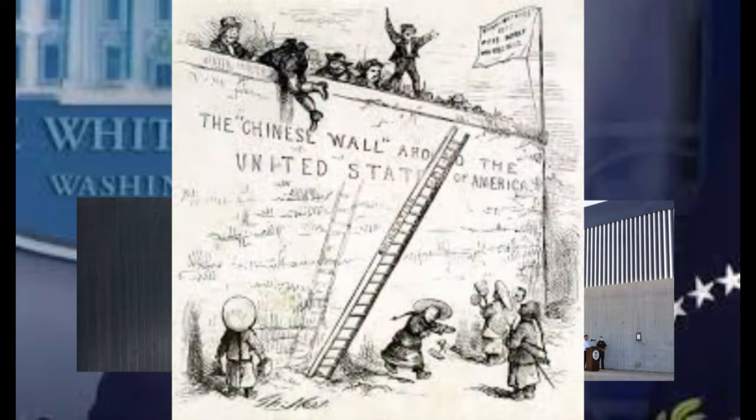Today, our president wants to build a wall on our southern border to keep the immigrants out. Well, here's a political cartoon from 1882. It's amazing how our technology evolves so fast, but our social problems are forever the same. What lesson are we not learning?